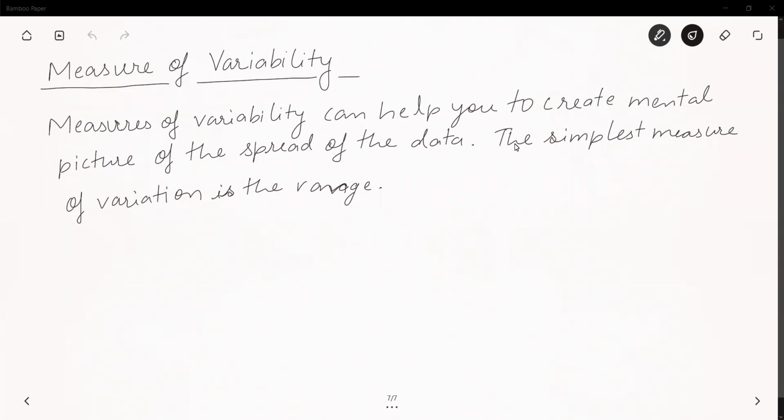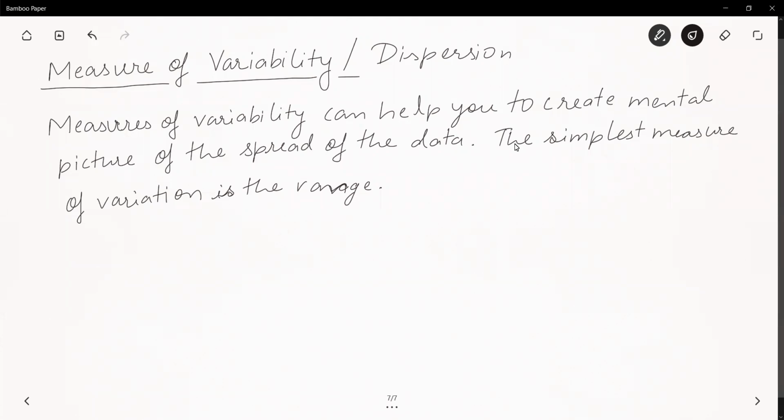Now, a measure of variability, or dispersion, helps you create a picture in your mind of the kind of data we can have. The simplest measure of variation is the range. Variability can be determined using two techniques: one is range, and the other is standard deviation or variance.